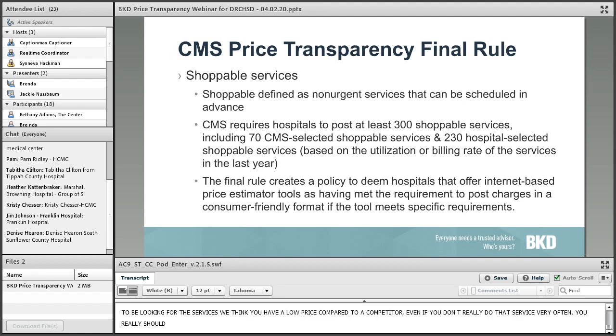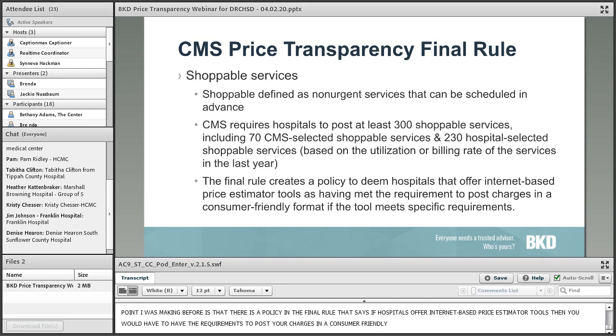And CMS has said in that middle bullet there that the services should be selected based on the utilization, or how often you're billing for those services. So you're not really supposed to just be looking for those services where you think you have a low price compared to a competitor, even if you don't really do that service very often. You really should be looking at your volume and how often you're doing those services and picking those services that you are doing fairly frequently, or as frequently as you can to get to 300, I guess.